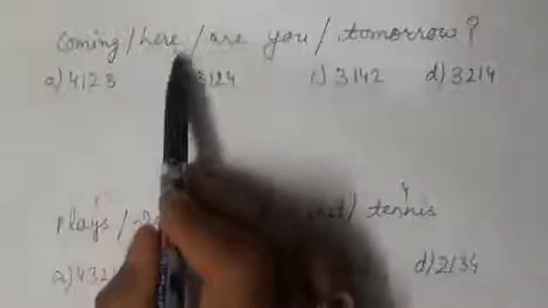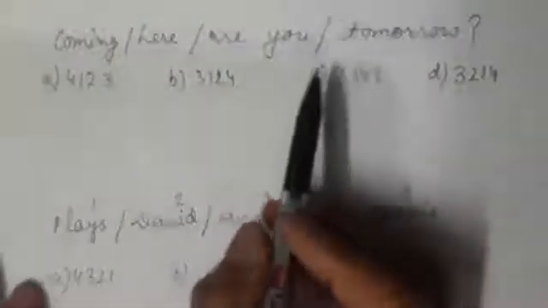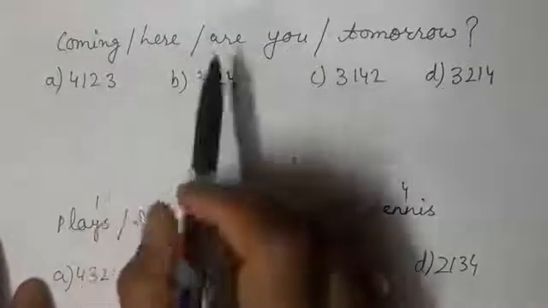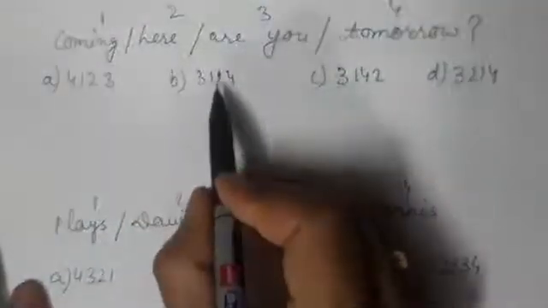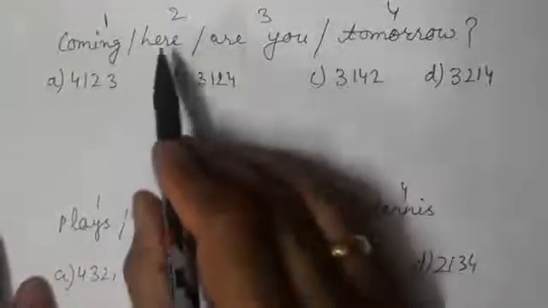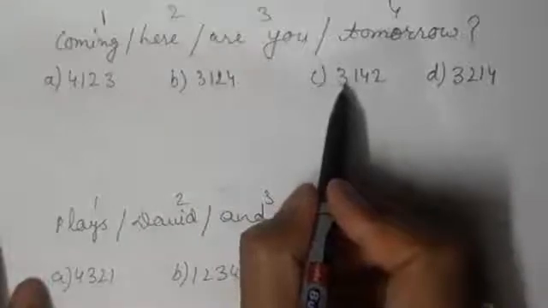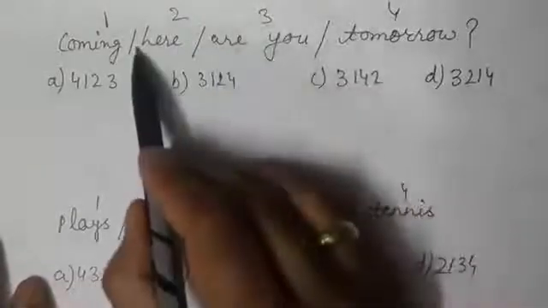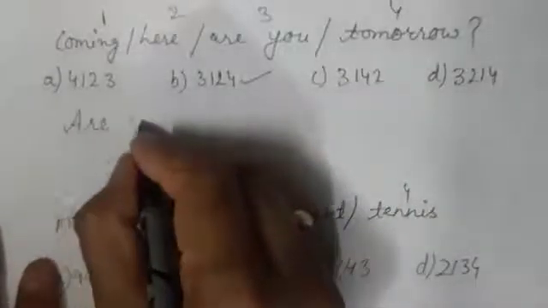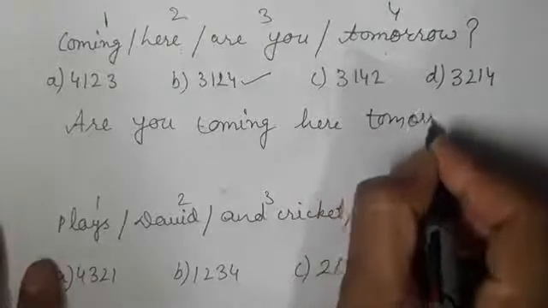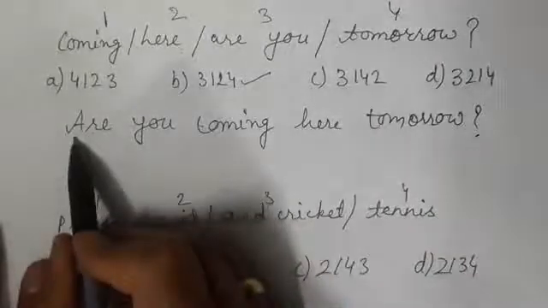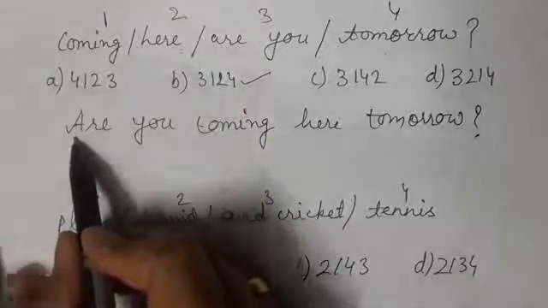Now the next one: coming, here, are, you, tomorrow. We will check the first one, 4, 1, 2, 3. We will put numbers over here, 1, 2, 3, 4. 4, 1: tomorrow coming. It cannot be a sentence. 3, 1: are you here? No, it can't be a sentence. It is not meaningful. 3, 1, 2, 4: are you coming here tomorrow? It is correct. We will tick over here and write the answer: Are you coming here tomorrow? A question mark will come because it is a question. We are asking something and the first letter will be capital.